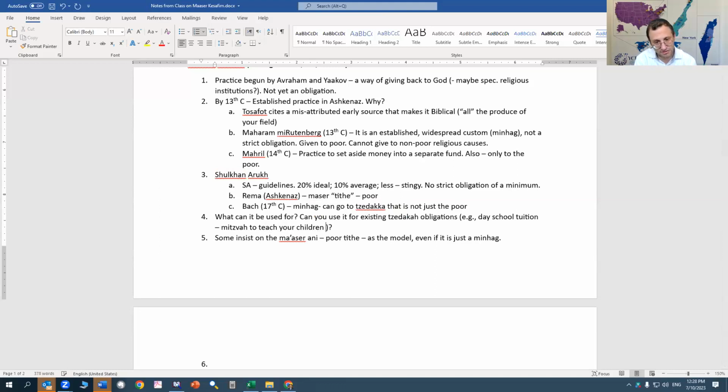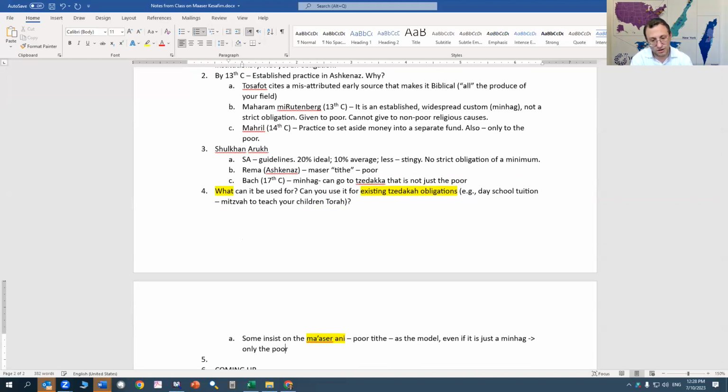So now those are the two big questions that we are asking. What can it be used for? And what about existing obligations? Can it be used for existing obligations? For that, some insist on the Maaser Ani model, and that means, therefore, only the poor and not pre-existing obligations.